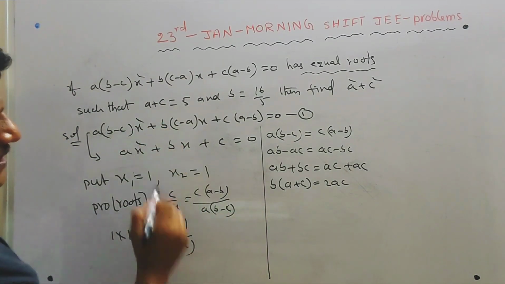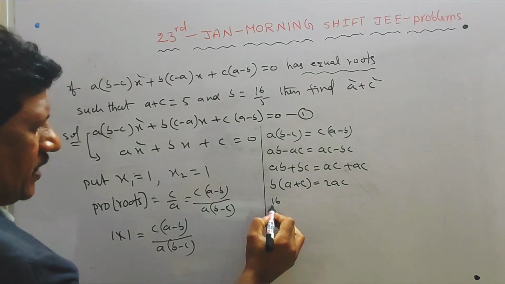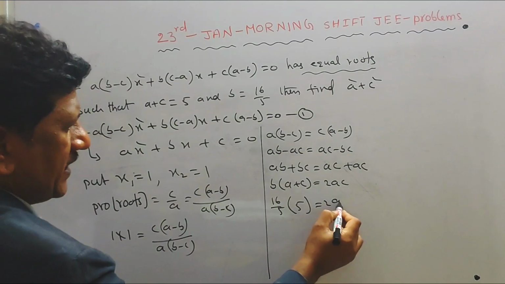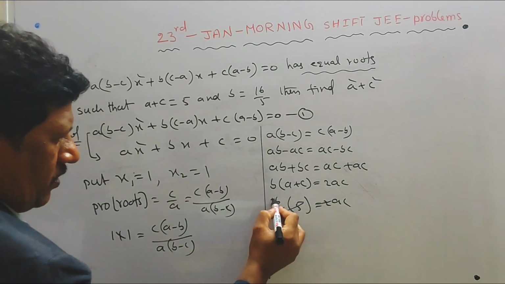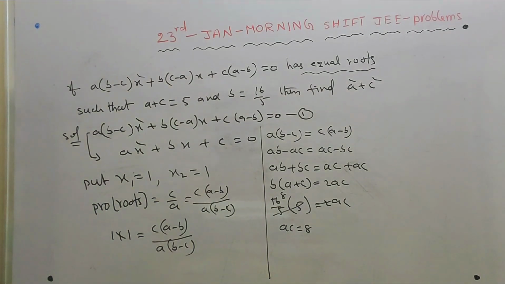Already the a plus c value is given, and the b value is also given. What is the b value? 16 by 5 into the value of a plus c, which is 5, is equal to 2ac. 5 goes into 16 by 5 times, so it gives ac is equal to 8. ac is equal to 8.